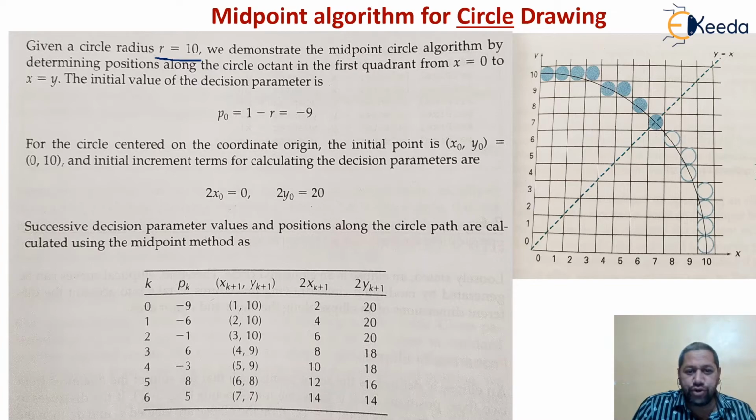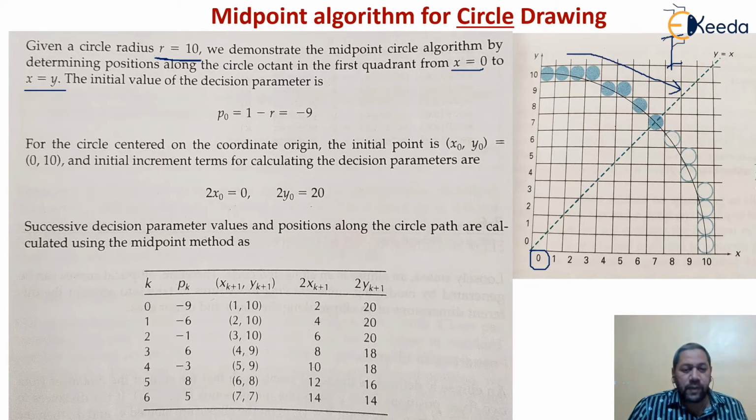Then we demonstrate the midpoint circle algorithm by determining positions along the circle octant in the first quadrant. Obviously, this is what I have drawn, my first quadrant, from x equal to 0 to x equal to y. So my x value will be 0, as I have shown. I am moving from this side to this side, so this is the flow.